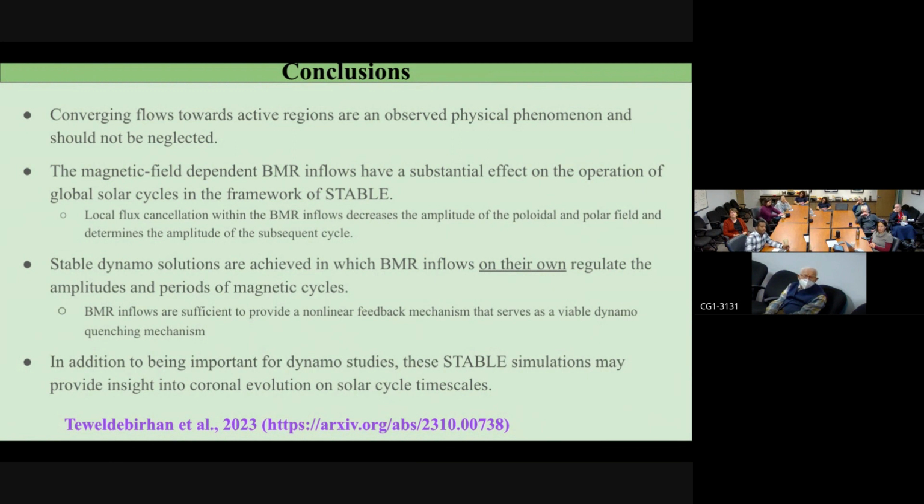In addition, we can study the coronal magnetic field from the STABLE simulation, from the simulated photospheric magnetic field. This work, not the coronal one, but the inflow, the converging flow toward the active region, we have already submitted. You can find it on the website. Thank you very much.